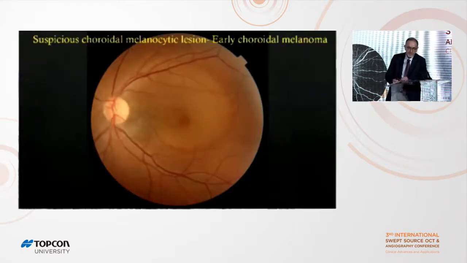So this is a suspicious choroidal melanocytic lesion located inferotemporal to the optic disc, as you can see here. There's extensive subretinal fluid. So based on the presence of risk factors, including vision loss, subretinal fluid, lipofuscin, and close location to the optic disc, we consider this as an early choroidal melanoma.